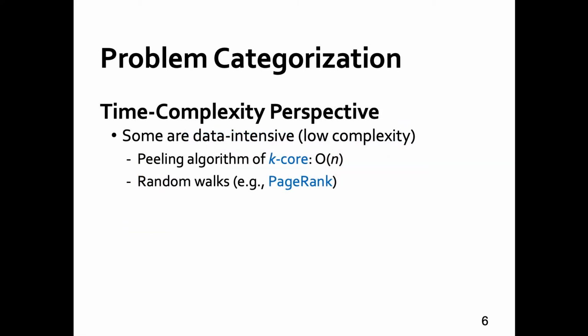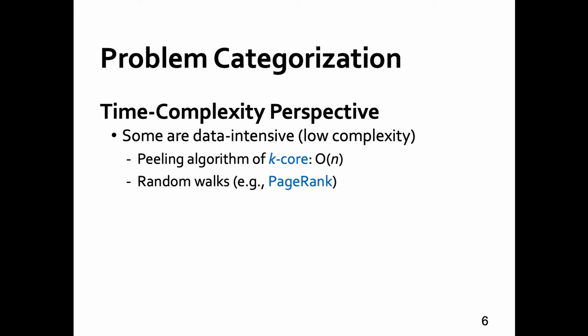To understand better why different graph algorithms need different parallelization frameworks, let us look at some popular graph problems from the perspective of time complexity. One problem is to find the k-core of a graph, which is the maximal subgraph where each vertex has a degree no smaller than k. In fact, we can go one step further to do k-core decomposition, which basically computes k-core for all k values.